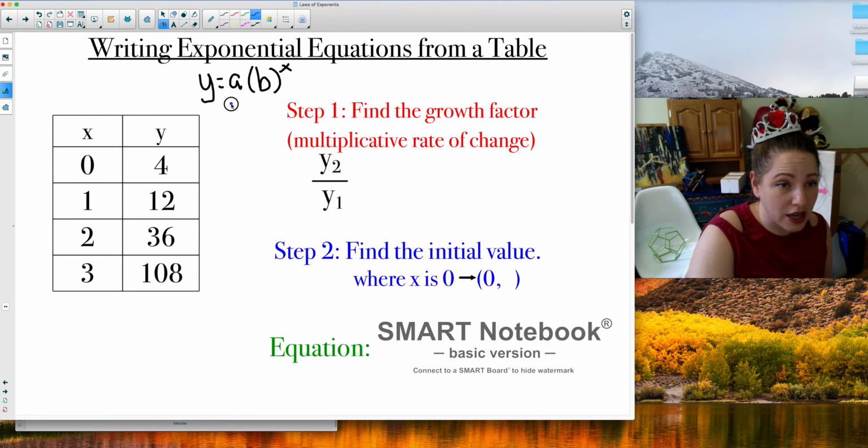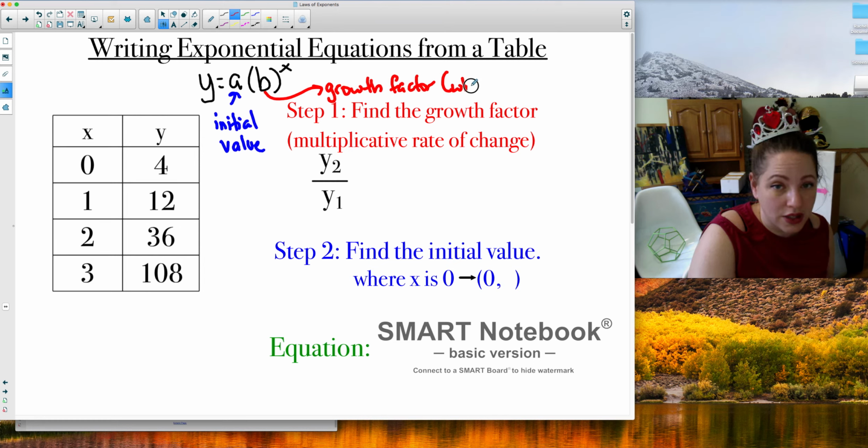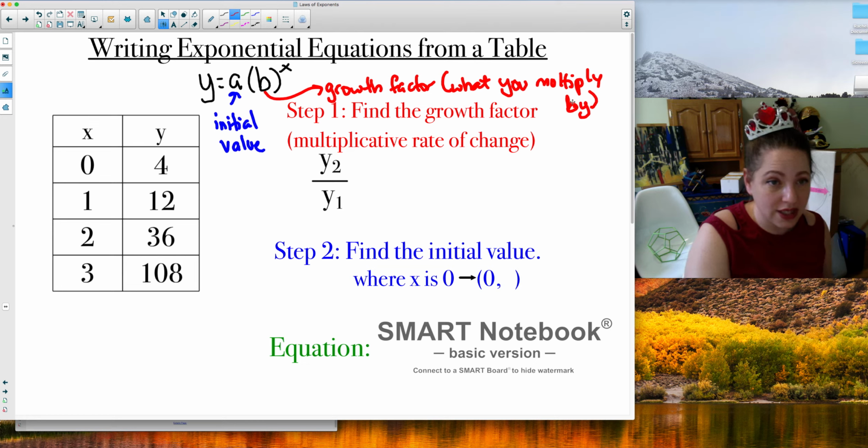This right here, a, is my initial value. So that's my initial value. Okay. And b is my growth factor. So growth factor is what you multiply by. That's important, so write this all down. If you need to pause the video to get this, that's important.